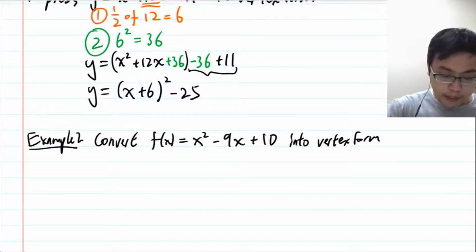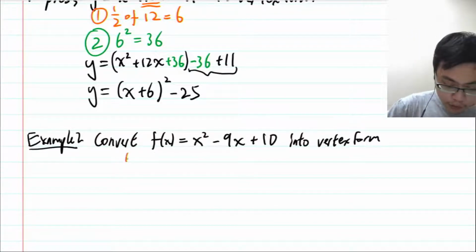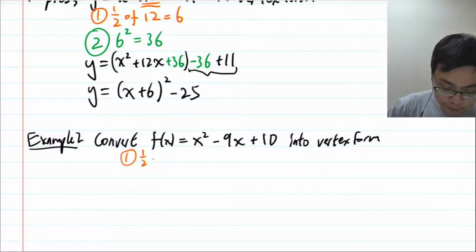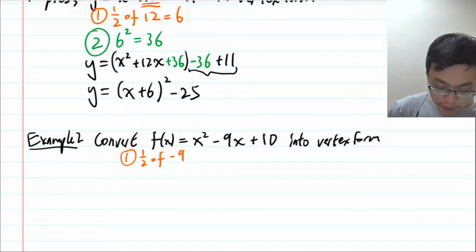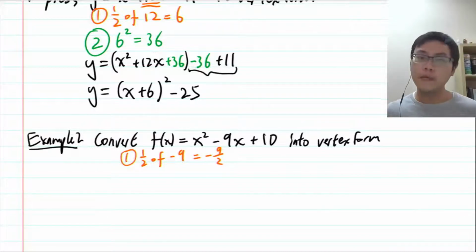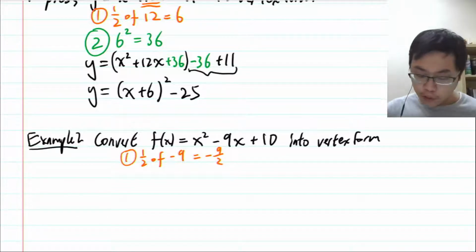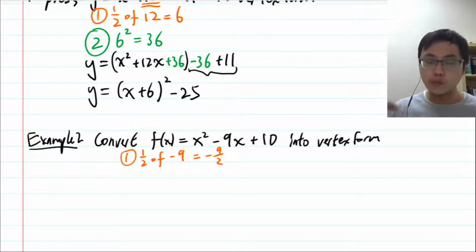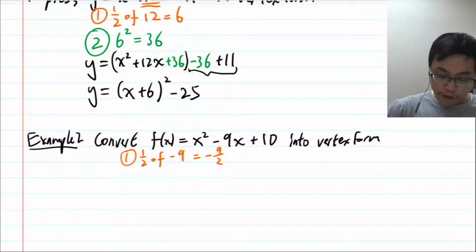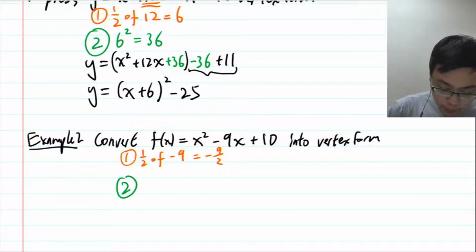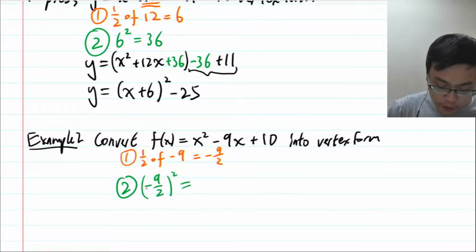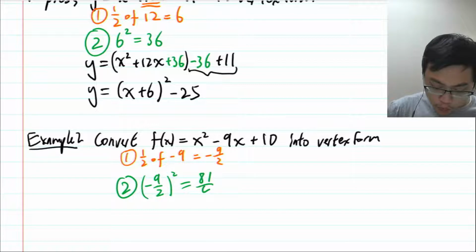We do exactly the same thing. We're going to take half of it. So step 1, we're going to take half of negative 9, which will be negative 9 over 2. Now, please leave it in fraction. It will make life a little bit easier for yourself. Do not do it in decimal because when you square it, you want it in fraction form. So second step, we're going to do negative 9 over 2 whole squared. And so the negative disappears. This becomes 81 over 4.